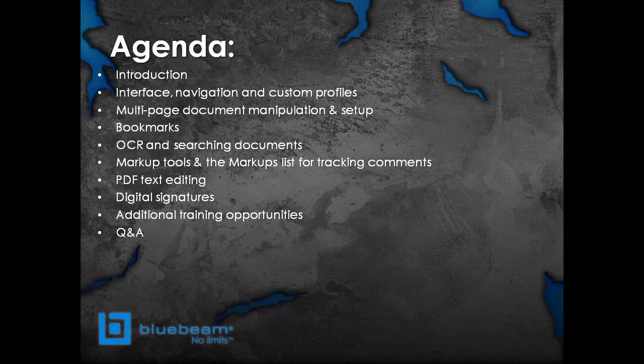Then we'll take a look at a very common workflow of working with a multi-page document and manipulating those pages. We'll also talk about setting up bookmarks and what to do if you have a scanned document that needs to be OCR'd so you can search it. We'll then cover our core markup tools, tool chest, and the markups list for tracking all of your comments. Then we'll get into PDF text editing features as well as digital signatures, and then finish it up with some additional options for getting further training. The training will take about 50 minutes of content, and then we should have about 10 minutes left over at the end for any questions that might come up.